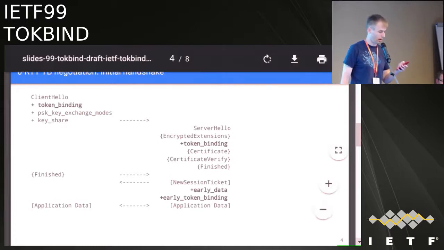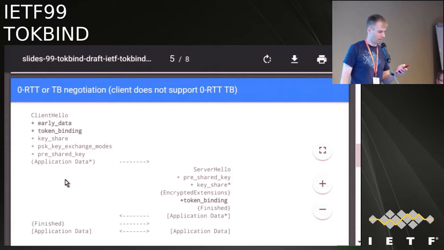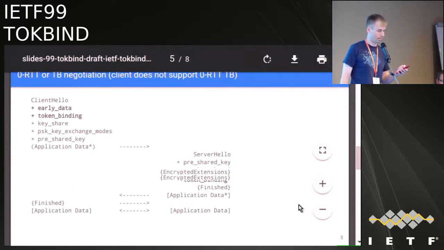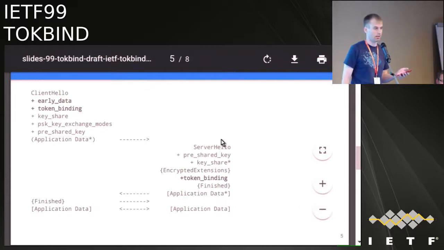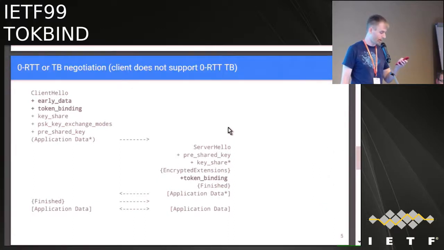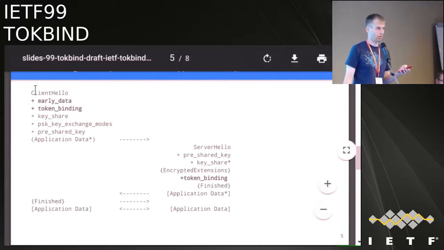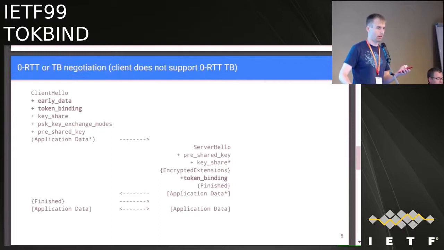So next slide, we see what this looks like when the client does not support 0 RTT token binding, but the server possibly does. For this example, the client includes token binding because it's willing to negotiate token binding for this extension. It has early data in this example because it's resuming a session where token binding was not previously negotiated. So the client has the option of, I can resume a connection with no token binding, and I'm willing to do that because the session I'm resuming had no token binding previously, or I can negotiate token binding without 0 RTT on the new connection.